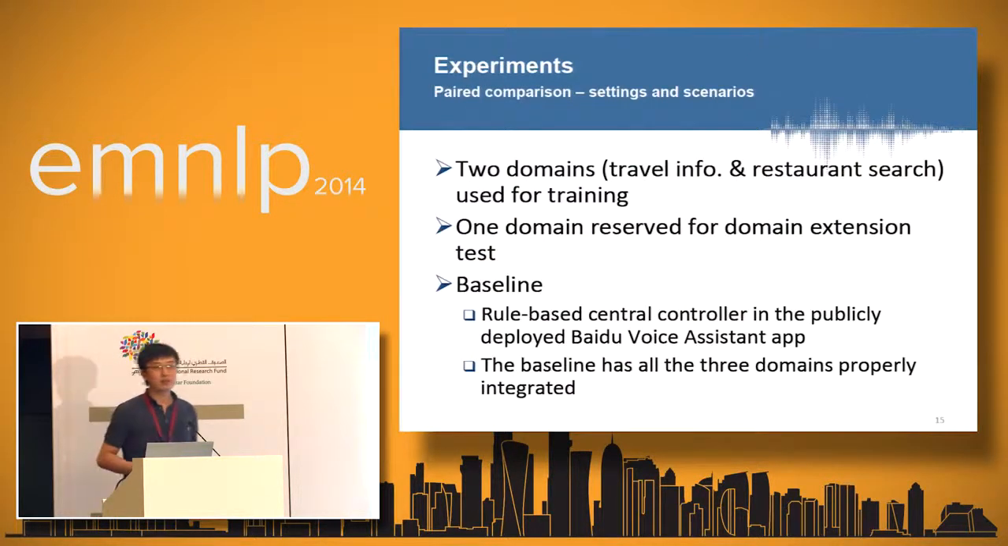Then we do a paired comparison. So we compare the system with this trained policy with a baseline system, which is rule-based. And the rule-based system is actually the publicly deployed version of this voice assistant mobile app. So you can imagine these very carefully designed rules for domain selection. And also during training, we only use 2 domain experts. And we keep 1 domain expert unseen to the learning algorithm, and we reserve it for the domain extension test.